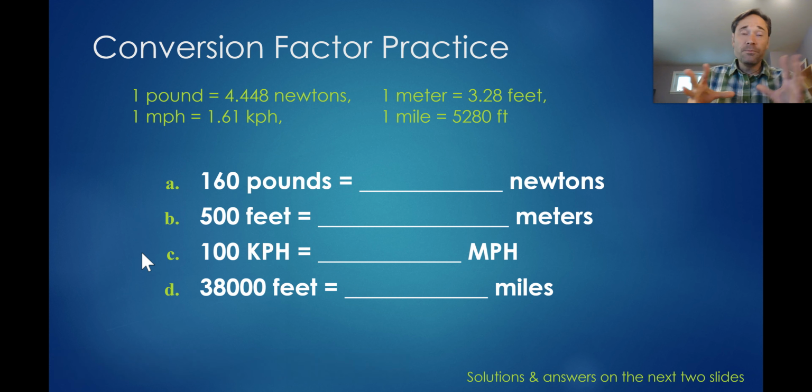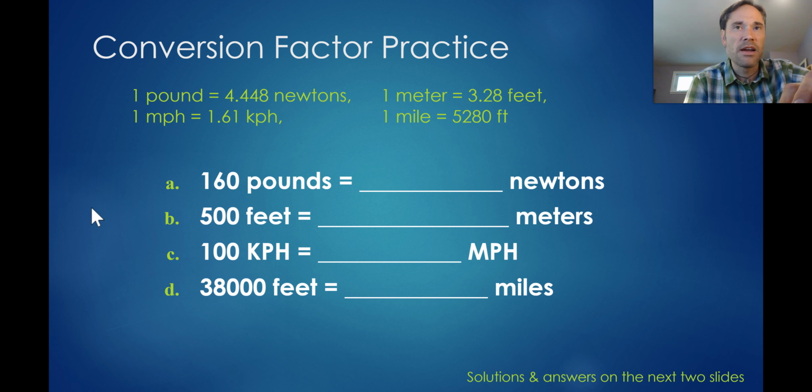Well, I'd like you to use this tool to try some problems on your own. And up at the top are my conversion factors that you could look up or that I've given you on different resource pages. Like this one, it says that 1 pound is equal to 4.448 newtons. This is units of force. Or 1 mile per hour is the same as 1.61 kilometers per hour. And I don't know why they put kph. It should really be kmph, kilometers per hour. But they often just throw it in as kph. I don't know. 1 meter is equal to 3.28 feet, and 1 mile is equal to 5,280 feet, right?